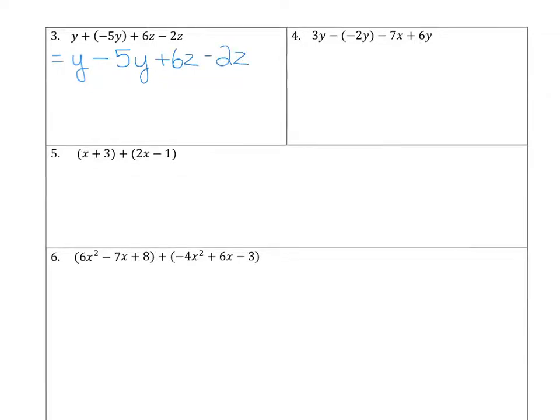Now you'll notice in this one the like terms are already together. We have 1y minus 5y, and then we have 6z minus 2z. So we can simply subtract those and actually use our integers. 1y minus 5, so 1 minus 5 is negative 4y. And then we have 6z minus 2z, so 6 minus 2 is positive 4, so positive 4z. And remember, we can't combine these two any further because they are not like terms, different variables, right?